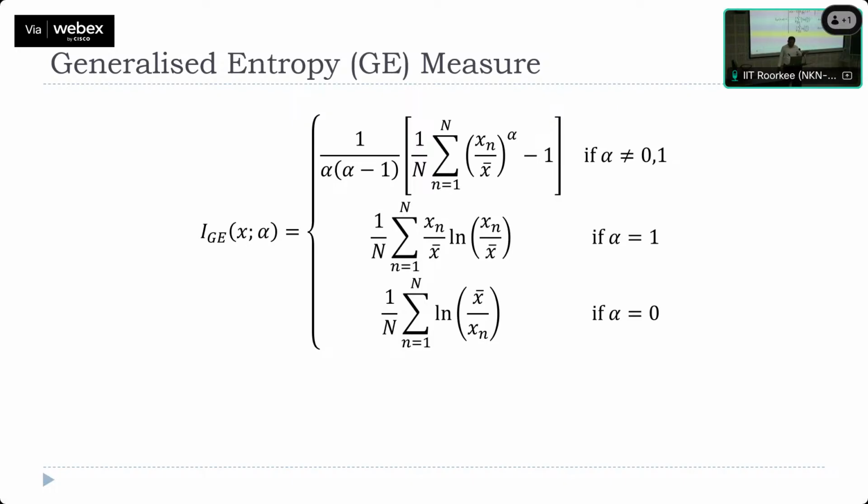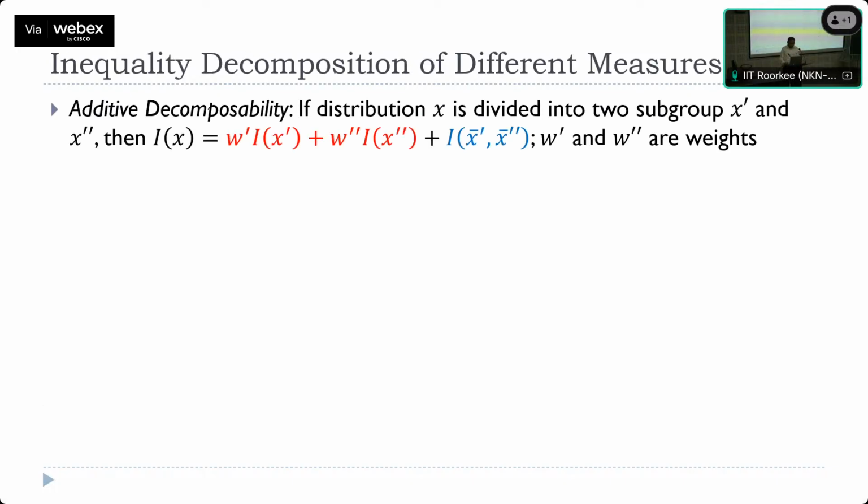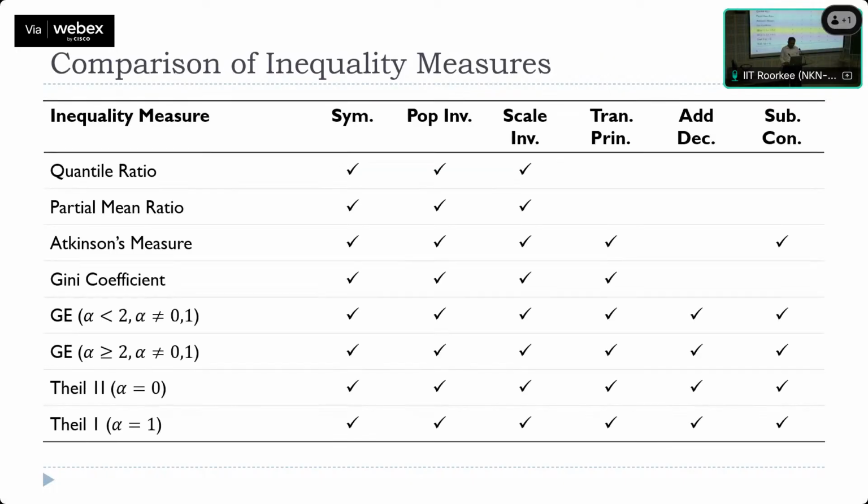Just like others, but it has the property that, once you go here, the generalized entropy, Theil 1, Theil 2, they all satisfy these properties. So if you are doing decomposition analysis, any generalized entropy will do. Now generalized entropy 2, if alpha is 2, is called the coefficient of variation: variance divided by mean.